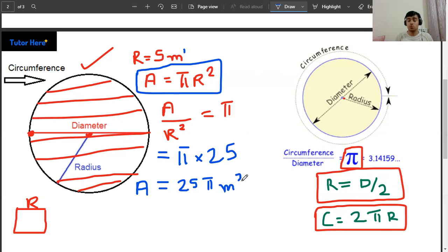So the answer would be 25 pi meters square, all right? This is our final answer. So let's go and solve a few questions where we are given different quantities to calculate, okay?